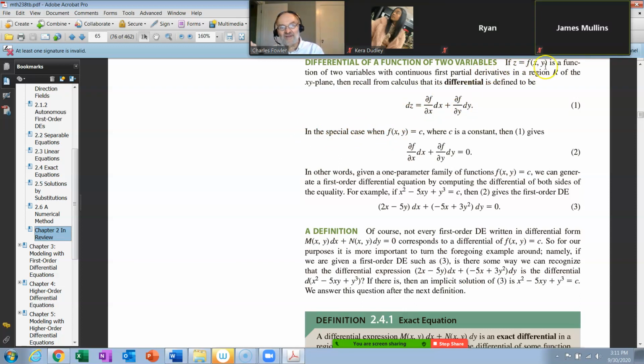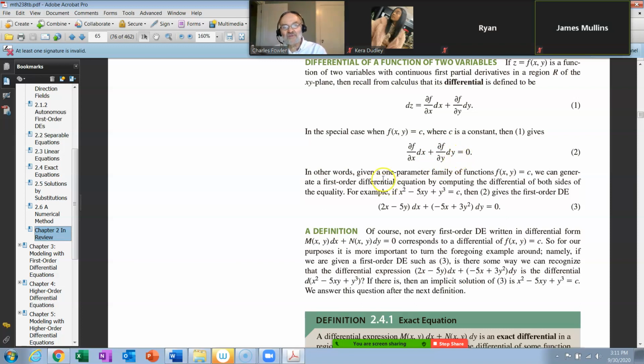Now, in the special case where this f of xy is a constant c, then if you take this side and you know that this z is a constant, the differential of z has to be 0. So here we are back at the form we were talking about before. Some function of x and y dx plus some other function of x and y dy is equal to 0.